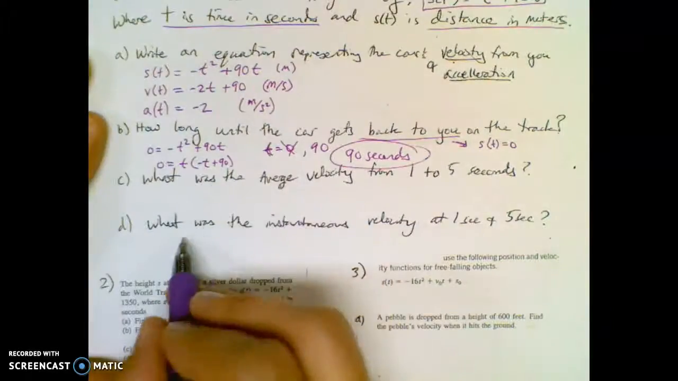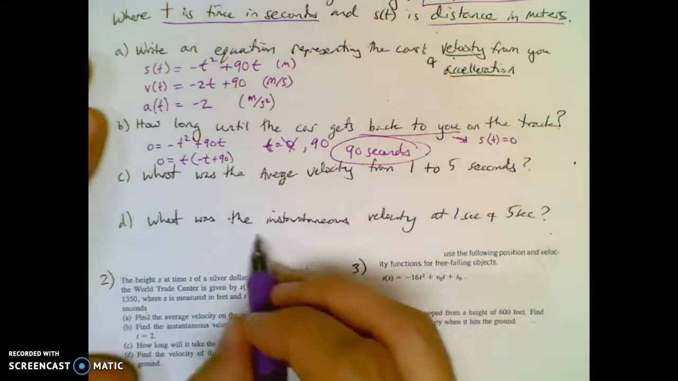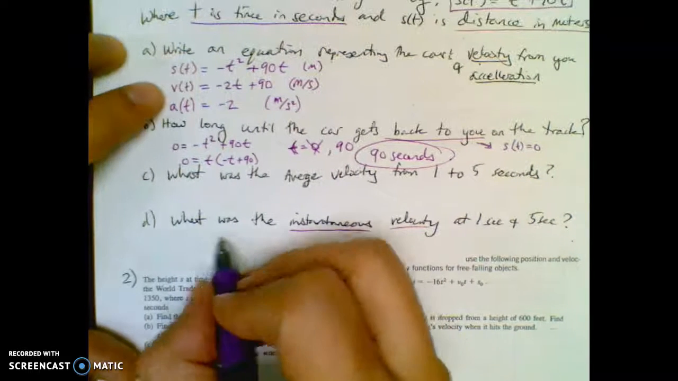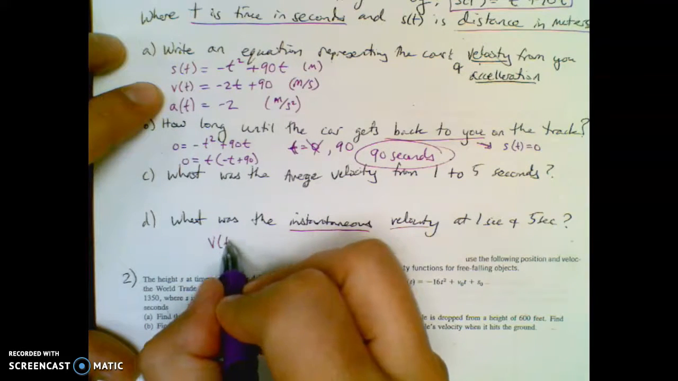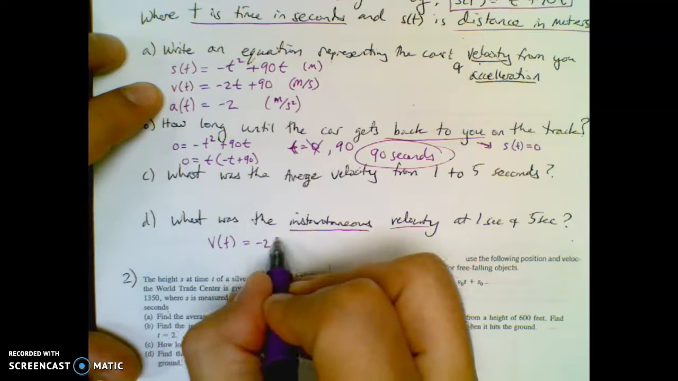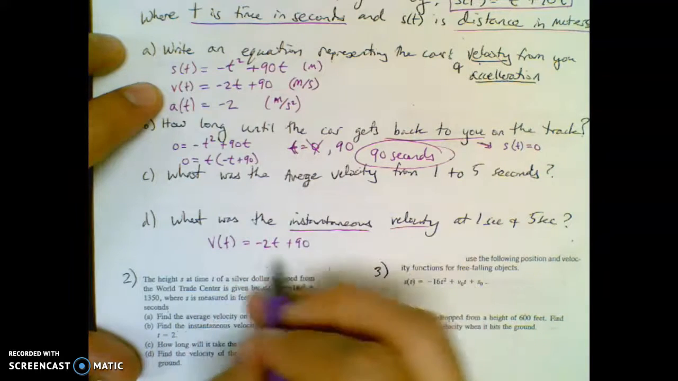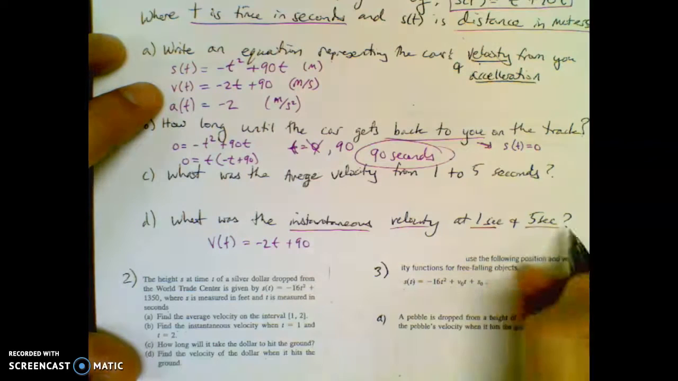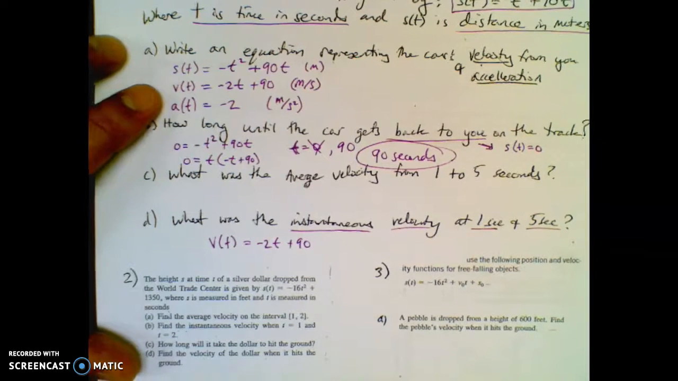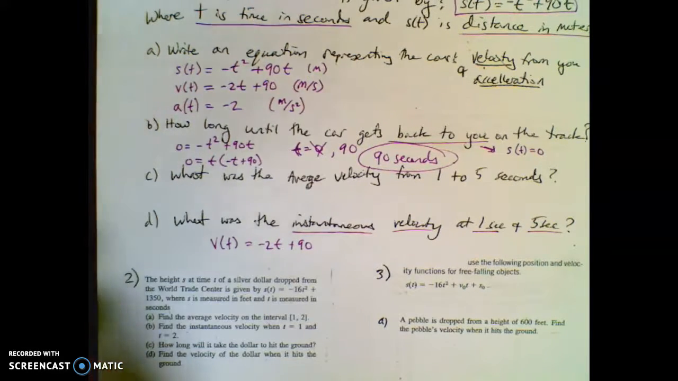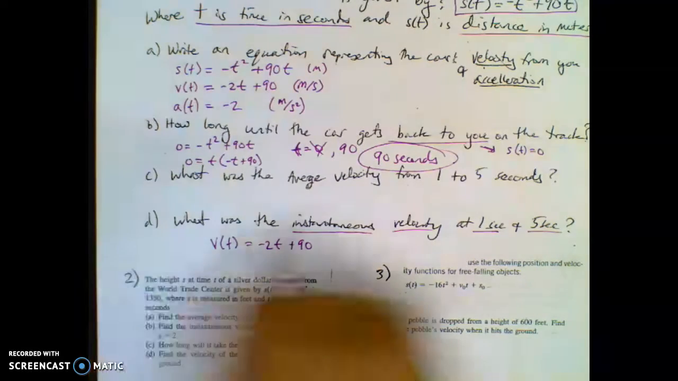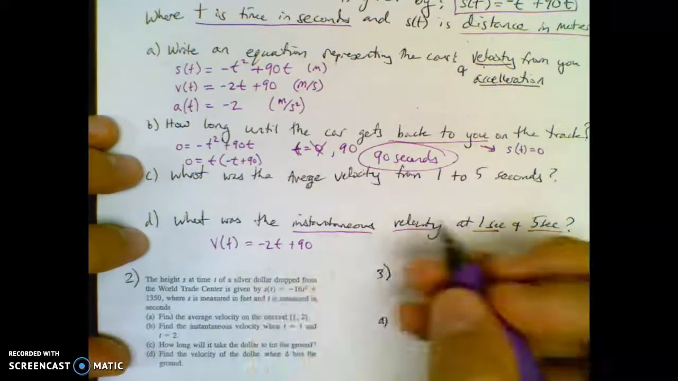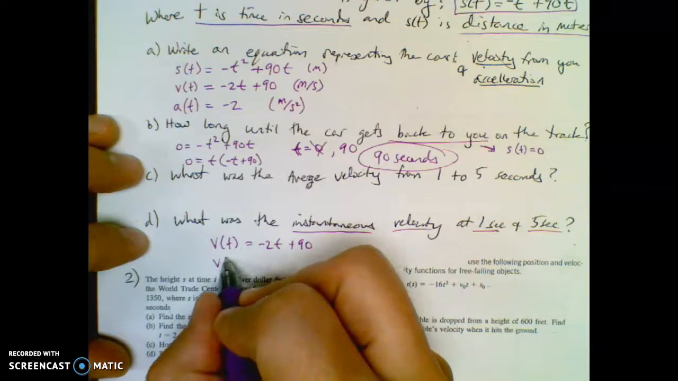I'm going to do D first and then come back to C. If it asks what's instantaneous velocity, that would be my derivative. Remember, derivatives find slope at a point. So I will use this equation, and I want to find the instantaneous velocity at 1 second and 5 seconds. That's basically like saying if you had a radar gun and you pointed it at the car after 1 second, what would its velocity going either towards you or away from you be?